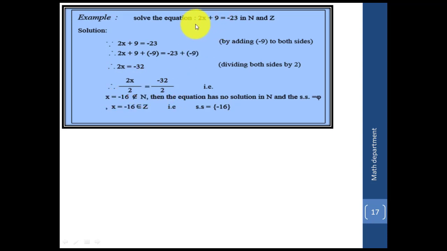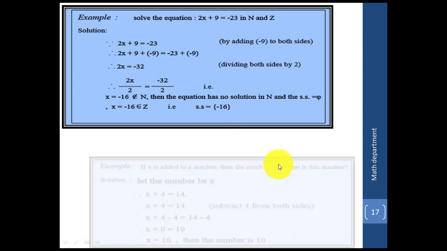Okay. I want the solution set in natural numbers, and I want the solution set in integers. Does negative 16 belong or not belong to natural? Not belong to natural. Why? Because natural numbers don't have negative numbers, so the solution set in natural is empty. But in integers, does negative 16 belong to integers? Yes. Negative 16 is a negative integer, so the solution set equals negative 16, but the solution set in what?